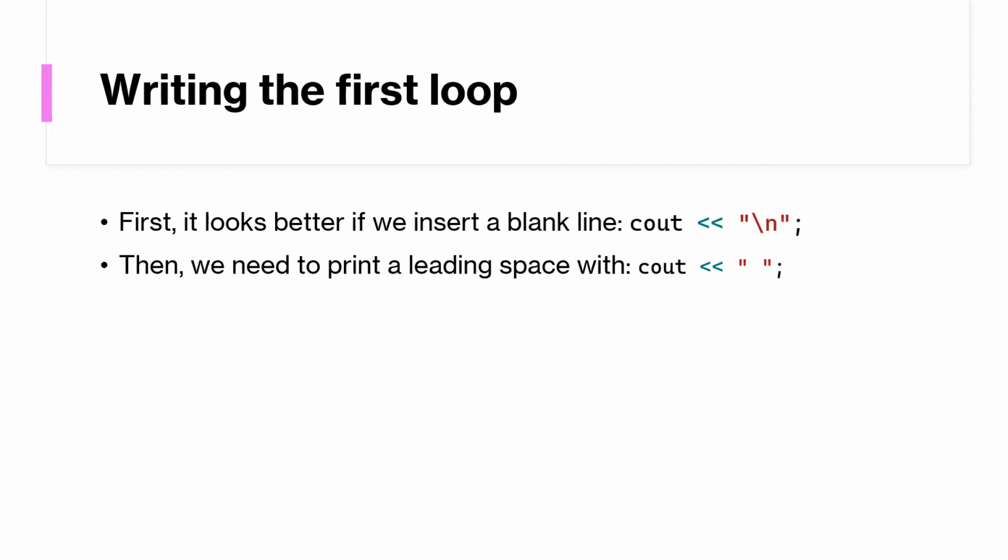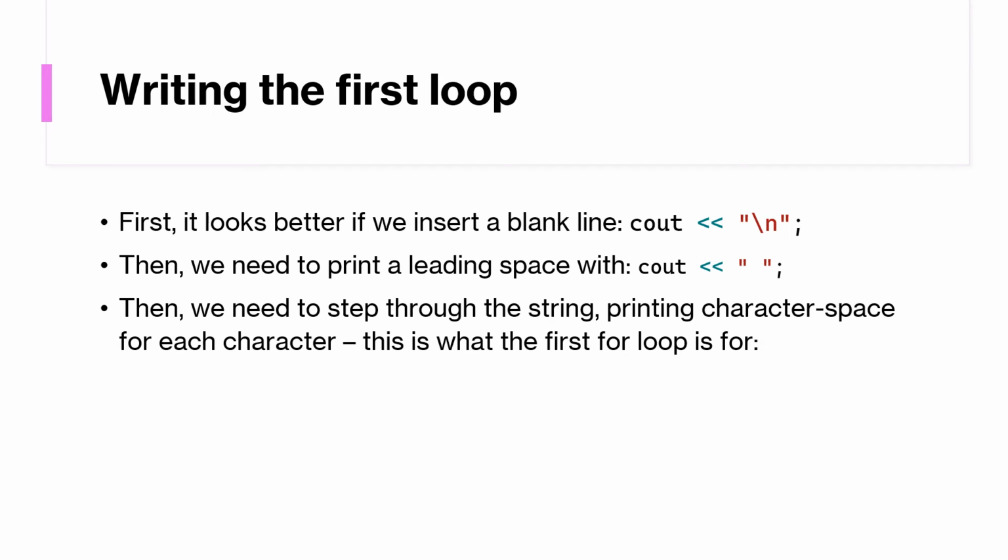Okay, so writing the first loop, we now get to the point where we're going to be printing out the string itself, the title. So first, it looks better if we insert a blank line between where the user typed their input and the start of the title. So we're going to cout \n, a new line character. Then we need to print a leading space with cout quote space. Okay, so far so good. Then we need to step through the string, printing character space, character space, character space. And that's what the first for loop is for.